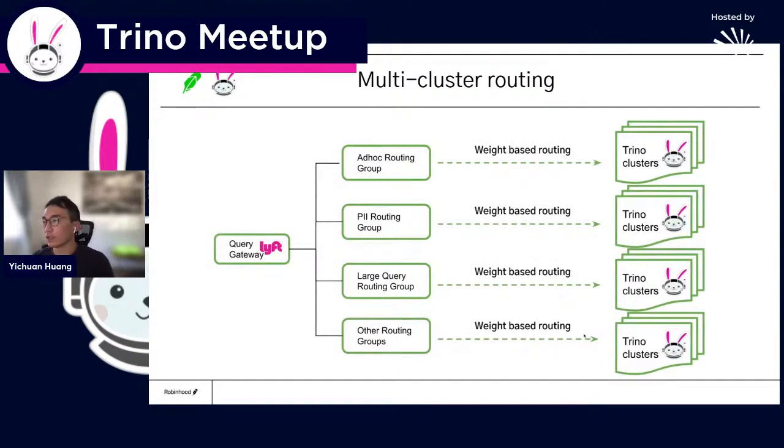So this is basically a graph showing how this routing group and weight-based routing works.